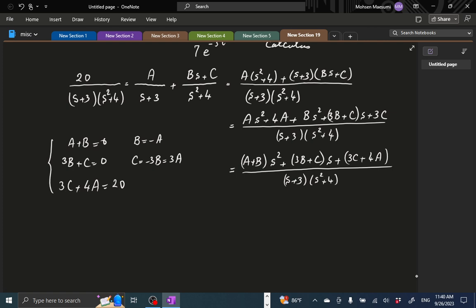I put the entries that I have here. So c is 3a, so 3 times 3a plus 4a is 20, so this makes 13a equal to 20, so my a is 20/13. My b from here is minus this, and my c is 3 times, so it's going to be 60/13.